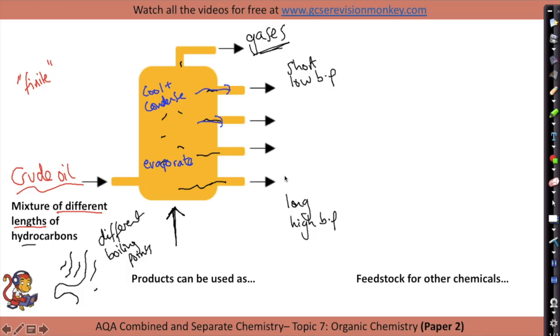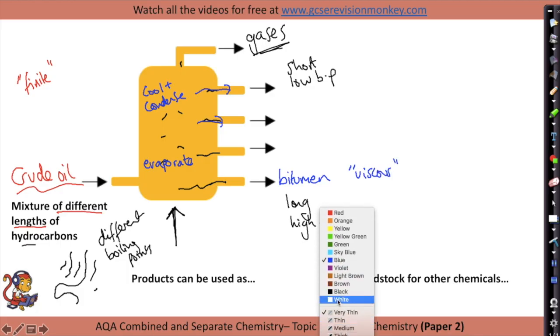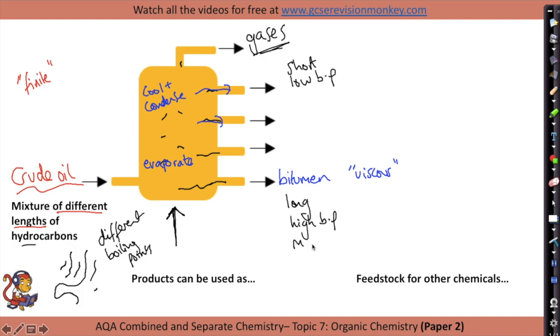At the bottom, you get really long chains that are useful for things like bitumen. Bitumen comes out the bottom of the tower. It can be used on roads. It's a really thick, gloopy substance. We call that a viscous substance when it is thick and gloopy. So the molecules that come out of the bottom are more viscous, whereas the ones at the top of the tower, they flow easily.